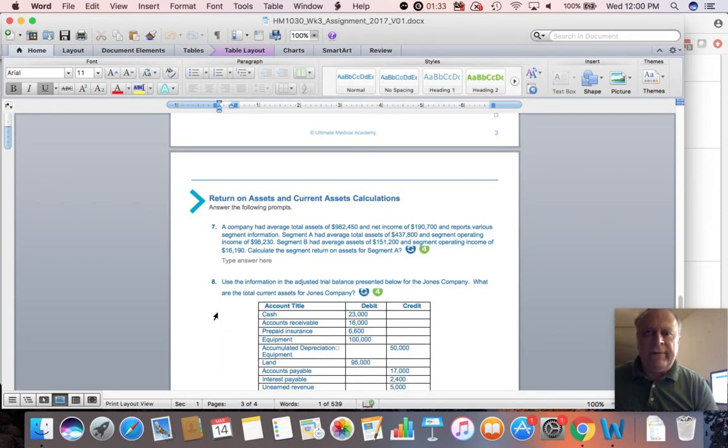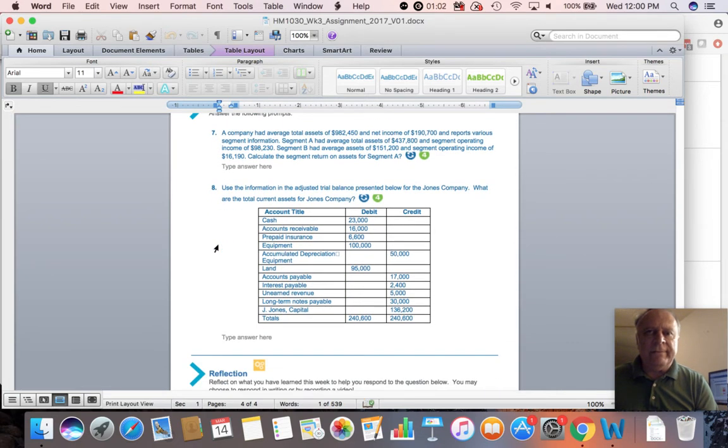Question number 7 again has to do with calculations. And so here we're looking for segment return on assets. And specifically, you're looking for segment A. So you only want the numbers that relate to segment A. So be careful that you choose the correct numbers, because you're given more information than you need. So again, write down the formula, substitute the numbers for the words in the formula, do the math, and then state the answer. In this case, you will be getting a percentage as the answer.